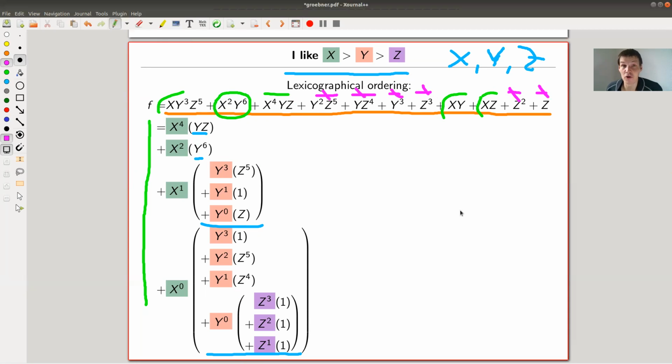I have already ordered everything according to x, and x was my favorite. So I look at my second favorite, which is y. So in this example, y is my second favorite. So I order everything according to y. Right? Same procedure. I order everything according to y. I look at what remains, and then I order everything according to my last one, which is z.